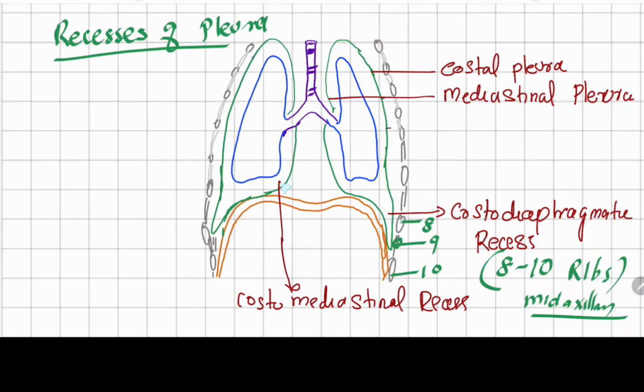Now, the costo-mediastinal recess is located anteriorly between the costal and mediastinal pleura, and lies between the sternum and costal cartilage. The left costo-mediastinal recess is larger due to the presence of the cardiac notch. On the left side, the anterior border of the left lung has a cardiac notch. Because of that cardiac notch, the left costo-mediastinal recess is larger.